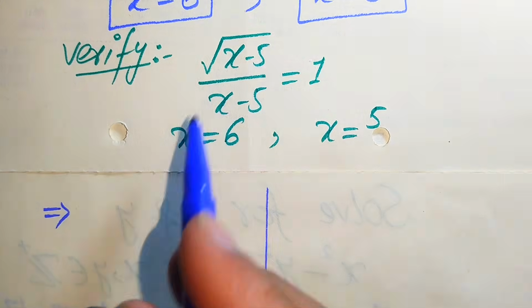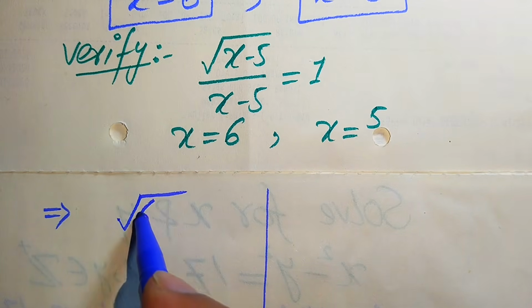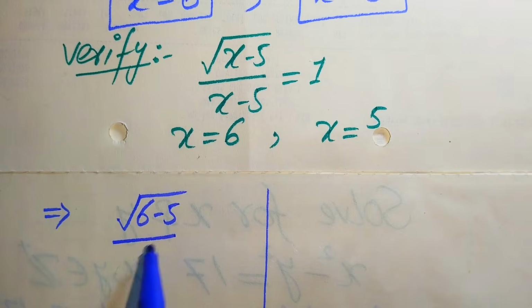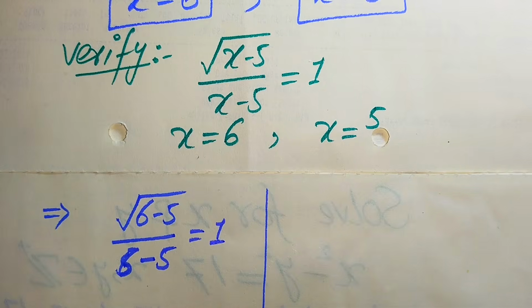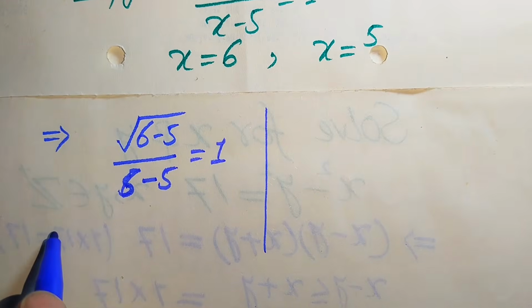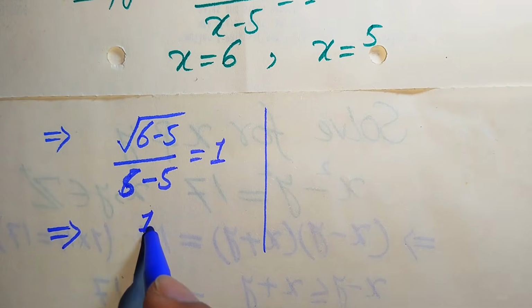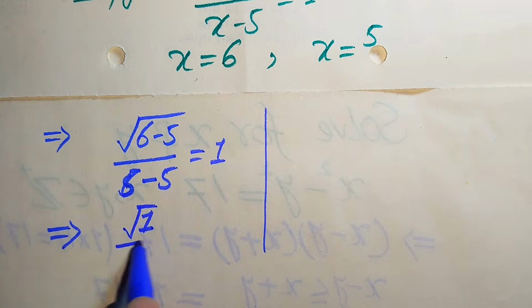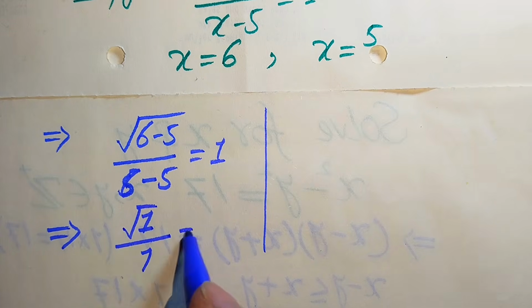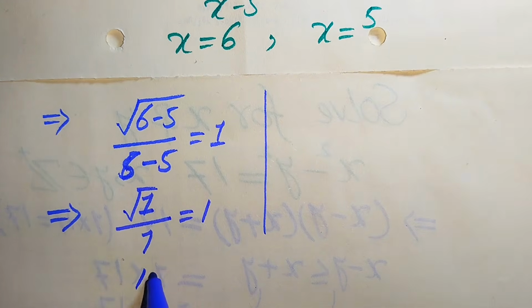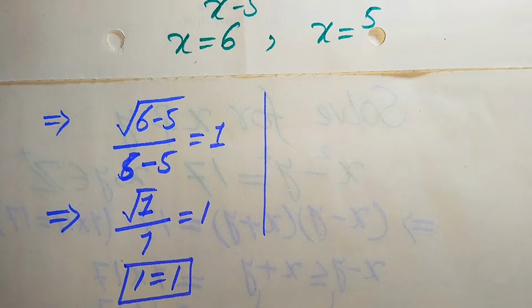into the left hand side of the above equation, it will be written as square root of 6 minus 5, divided by 6 minus 5, is equal to 1. And here you clearly see that 6 minus 5 becomes square root of 1, divided by again 6 minus 5 which becomes 1, is equal to 1. So we get 1 equals 1. This shows that the value x equals 6 satisfies our given question statement.